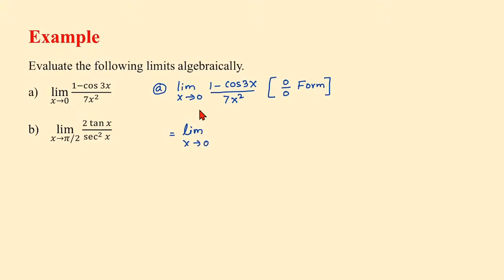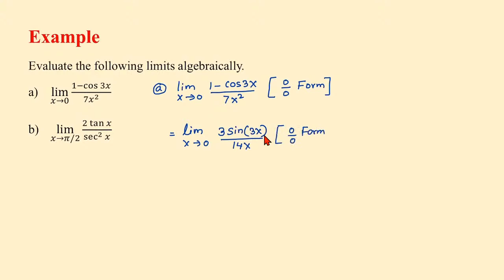now we'll find the derivative. Derivative of 1 is 0. Derivative of negative cosine 3x is 3 sine 3x. And then divided by, in the denominator, the derivative of 7x squared is 14x. Now we'll try direct substitution again. If we do that, denominator will be 0. And in the numerator, it will be 3 sine 0. That is also 0. So still we have the 0 over 0 form.